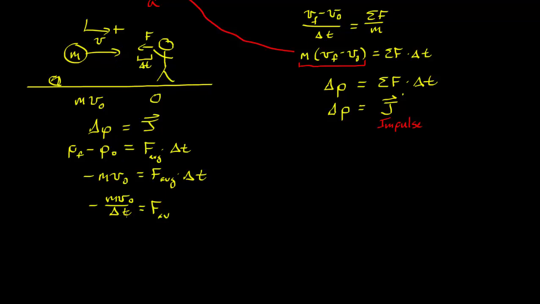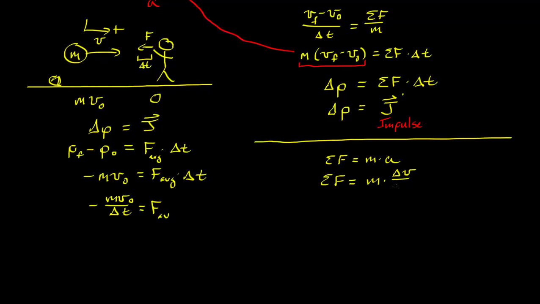And this leads us to something else that's interesting. Newton's second law, we can rewrite it. So if the net force is equal to the mass times the acceleration, then net force is mass times acceleration, and acceleration is your change in velocity over time. So the net force is going to be mass times change in velocity over the change in time.